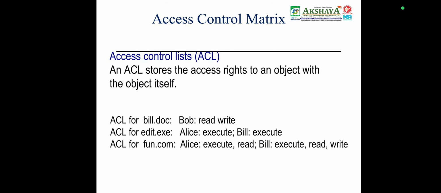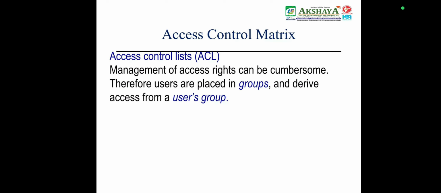Access control list, ACL. An ACL stores the access rights to an object with the object itself. ACL for build document: Bob is read, write. ACL for edit.exe: Alice always execute, Bob execute. ACL for fun.com: Alice always execute, read; Bob execute, read and write. Management of access rights can be cumbersome. Therefore, users are placed in groups and derive access from the user's group.